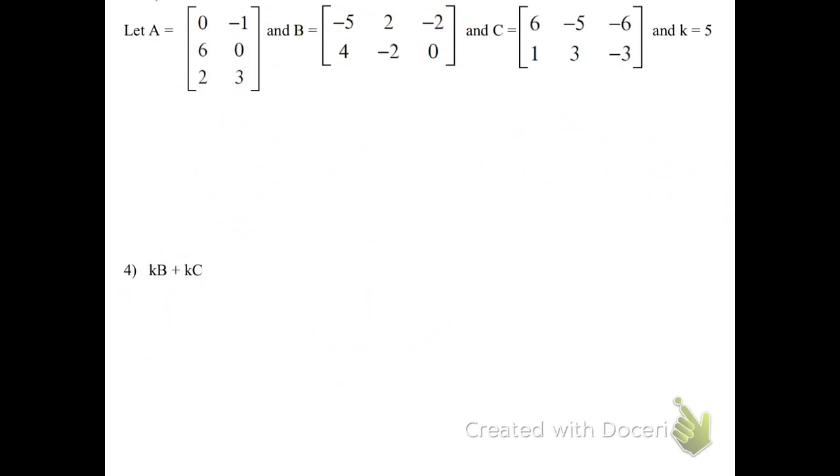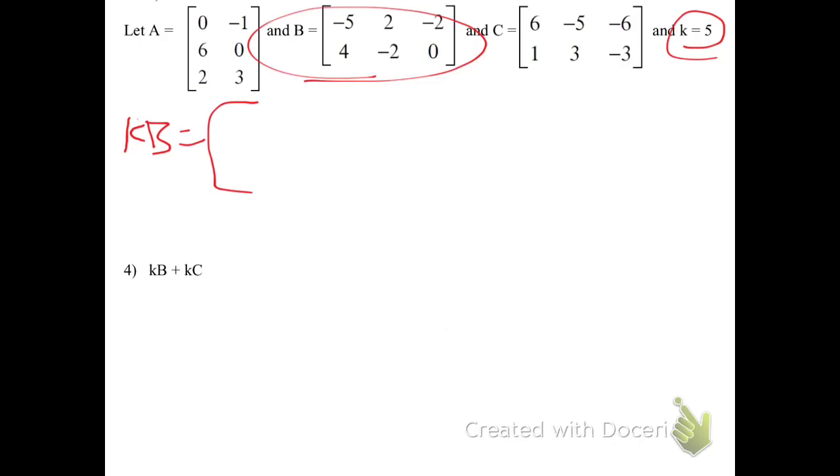Alright, 3 is done. Let's move on to number 4. Okay, you gotta do k times b plus k times c. So remember, k is 5, so do 5 times all of b. So we're gonna get kb to equal, you gotta do 5 times everything. So you got negative 25, 10, negative 10, 20, negative 10, and 0. So remember, 5 times everything that's in B.